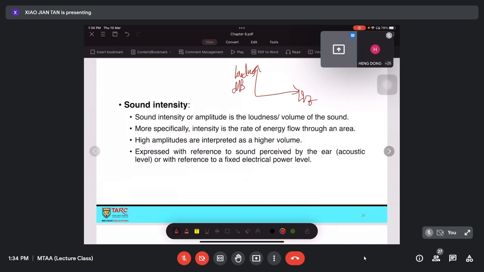Amplitude is the loudness or the volume of the sound. More specifically, intensity is the rate of energy flow through an area. High amplitudes are interpreted as high volume and expressed with reference to sound perceived by the ear, the acoustic level, with reference to a fixed electrical power level.